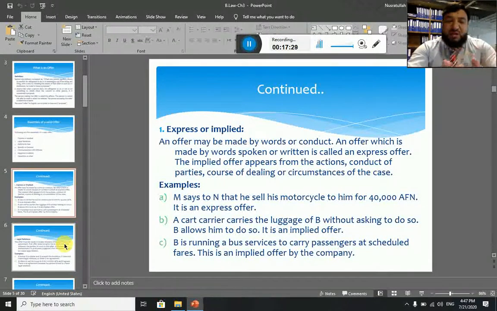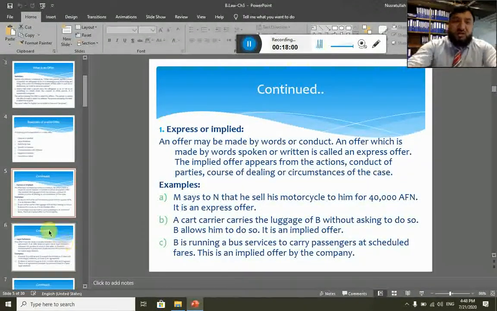When the bus stops, people get into the bus, and when they drop off from the bus, they pay. There are no words spoken here, but this is an implied offer. When the bus stops, this is an action, or a course of dealing, or the circumstances of the case. This is the conduct of parties. The bus stops, you get in; when it stops, you pay and then drop off. That's how an implied offer is made and accepted.